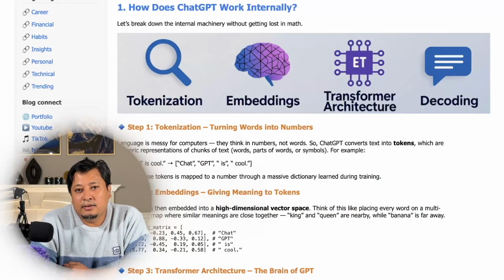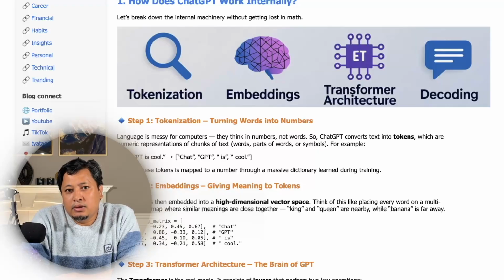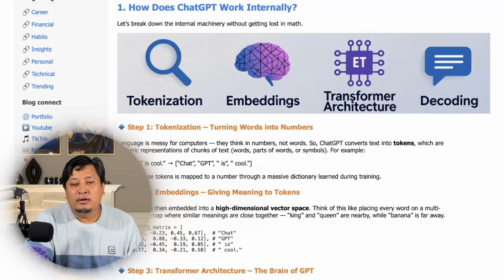The second is embeddings. Under this, each token is converted into a high-dimensional vector space. We can think of this as placing every word in a multi-dimensional map where words with similar meanings are placed together or closer to each other. For example, similar words like king and queen are placed together, whereas similar words like apple and banana are placed together. Now, let's understand how a high-dimensional vector space is represented in programming.